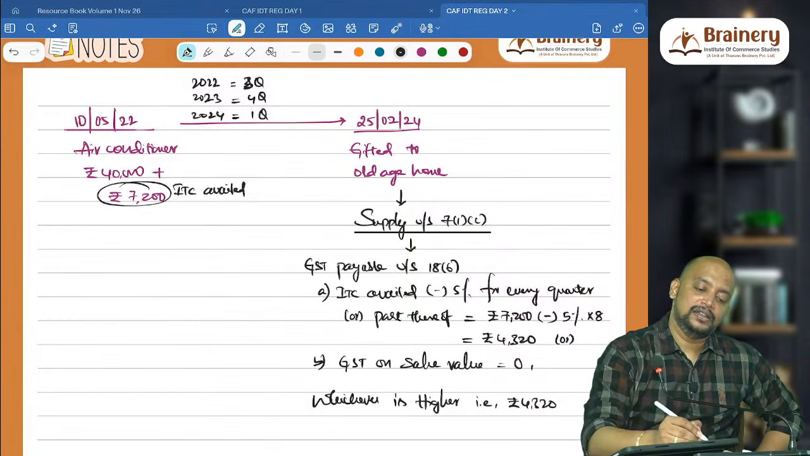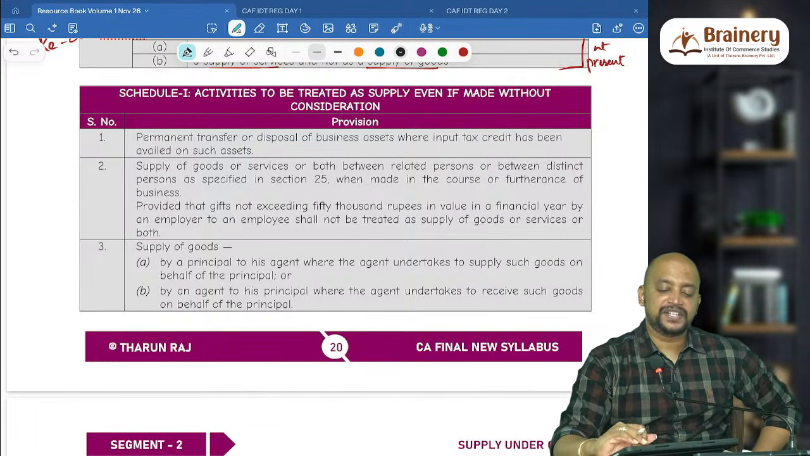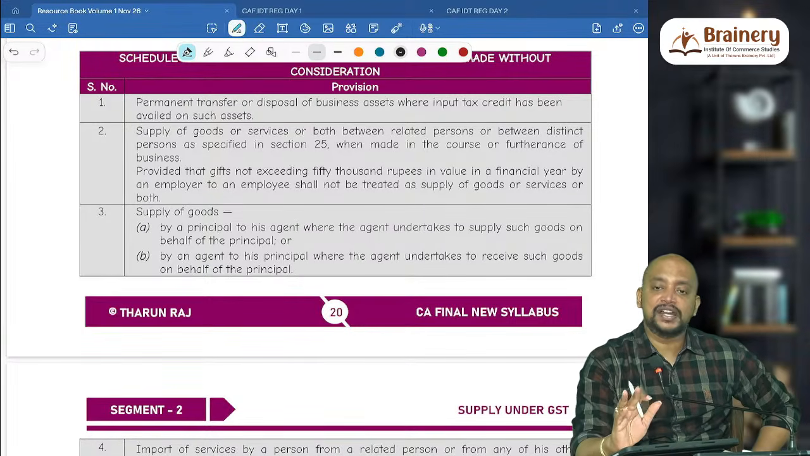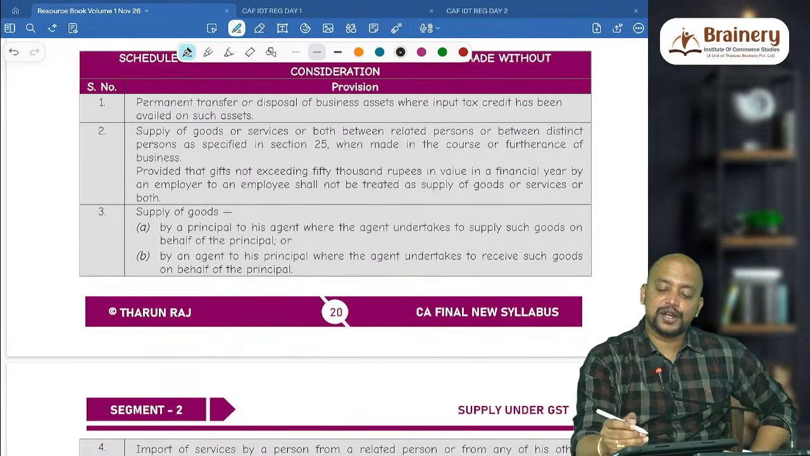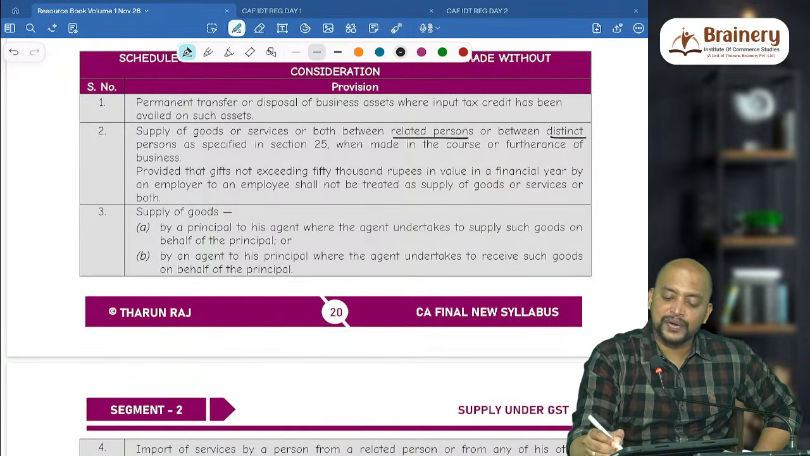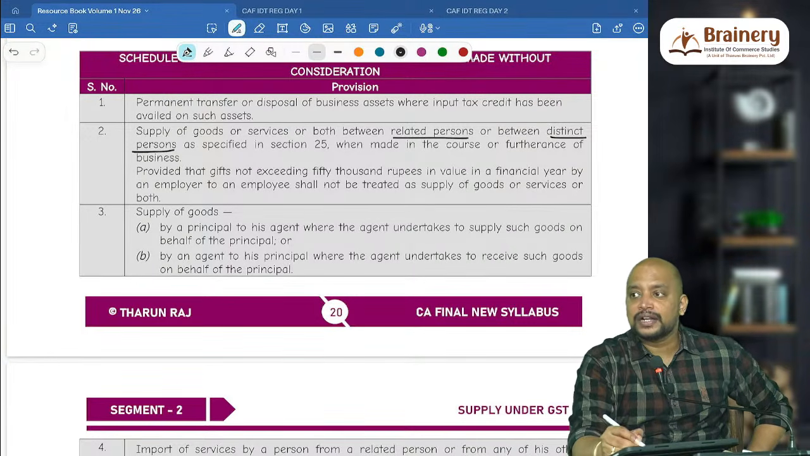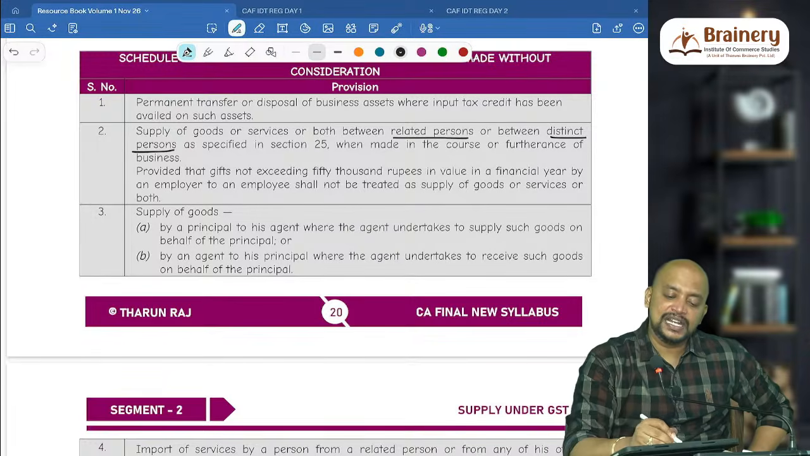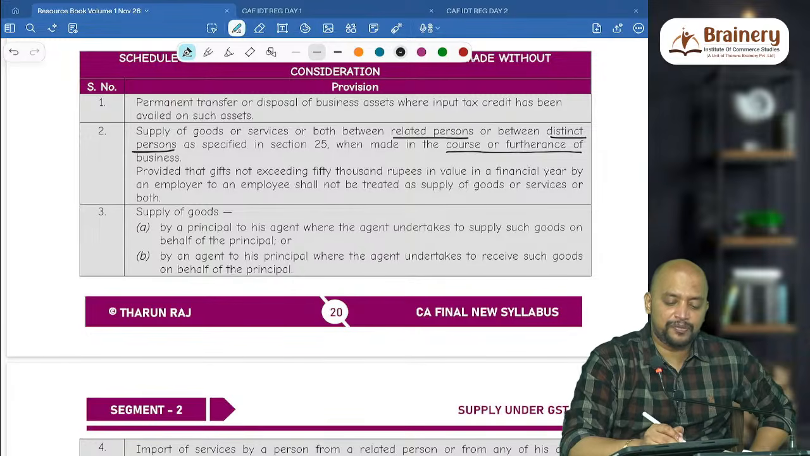Look into the second. First one is permanent transfer or disposal of business asset where ITC has been availed on such assets. Second, supply of goods or services or both between related persons or between distinct persons. So we need to understand who are related and who are distinct. So between related and distinct, if there is any supply made in the course or furtherance of business.